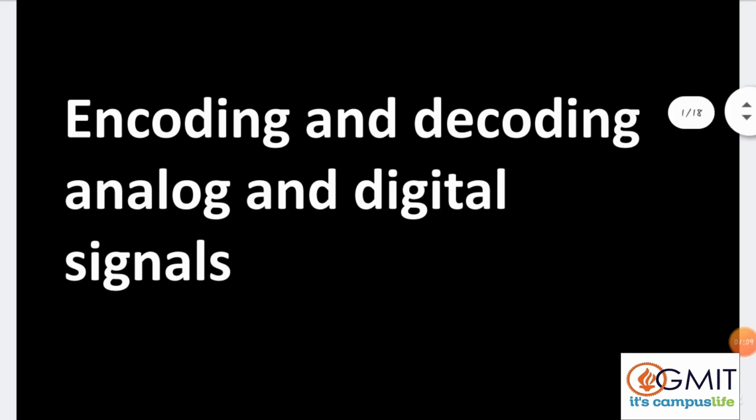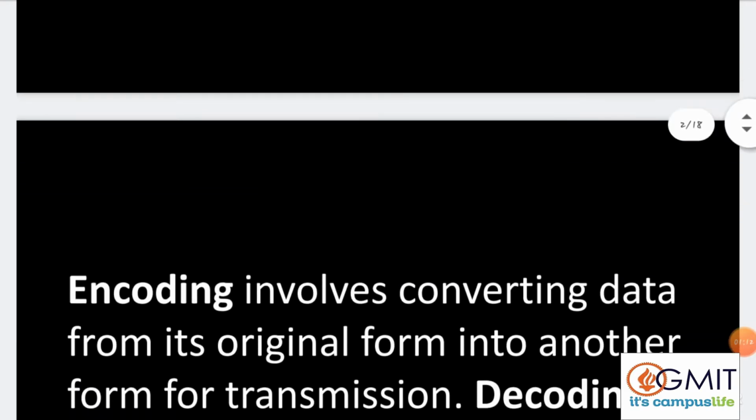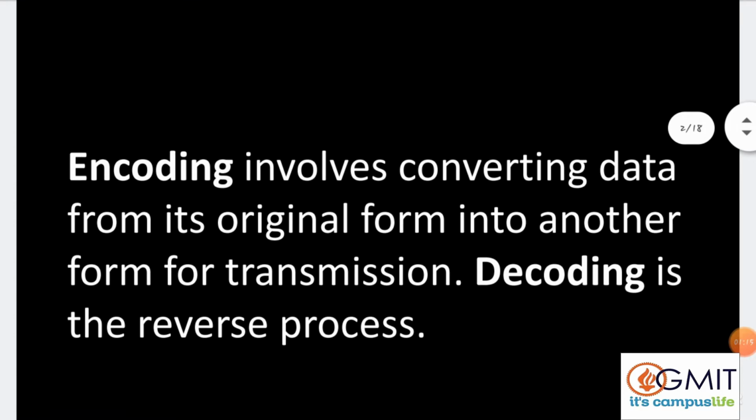So what is encoding? Encoding involves converting data from its original form into another form for transmission. I am coming to the decoding portion in the next slide. Encoding is used for secure transmission of data in computer technology from one form to another form, given a sequence of characters, alphabets, symbols, like that.